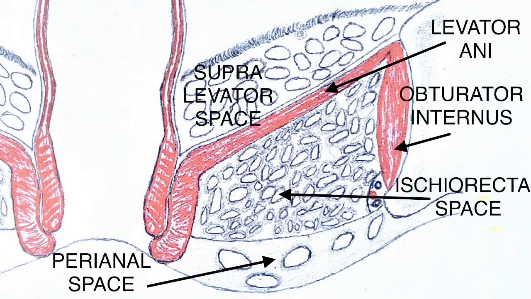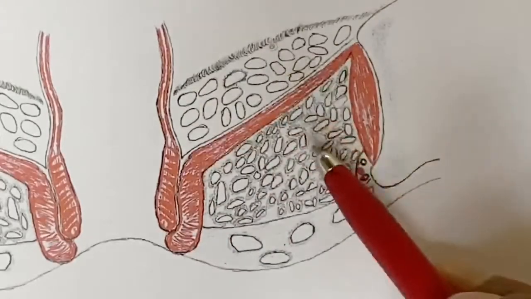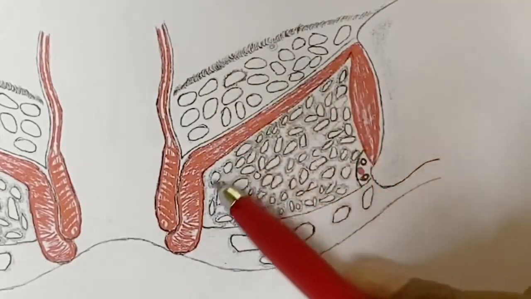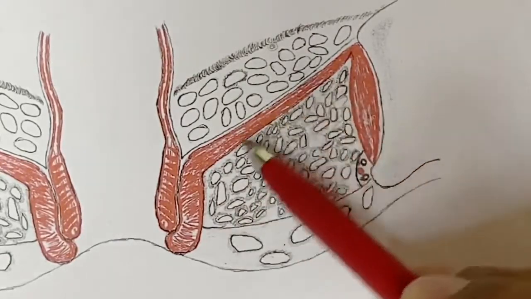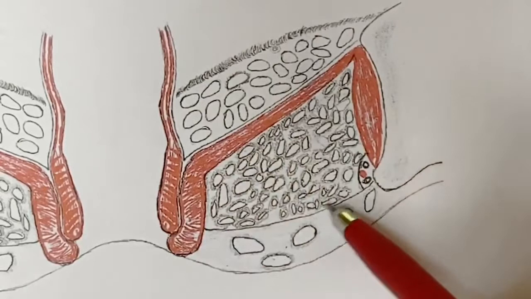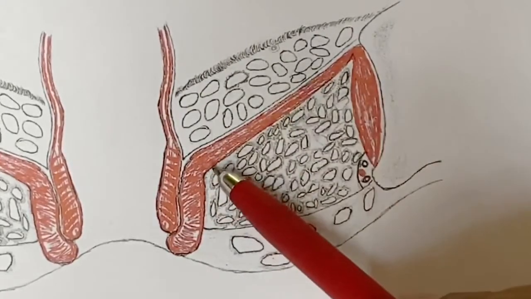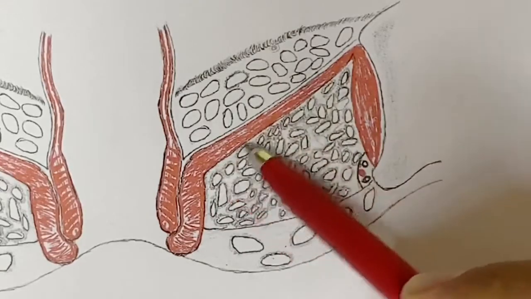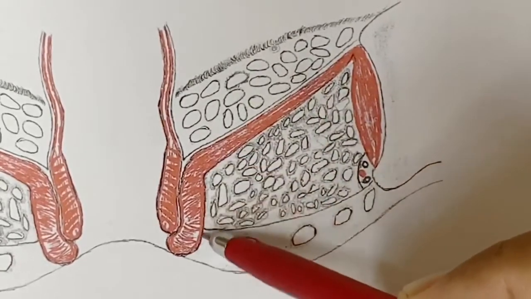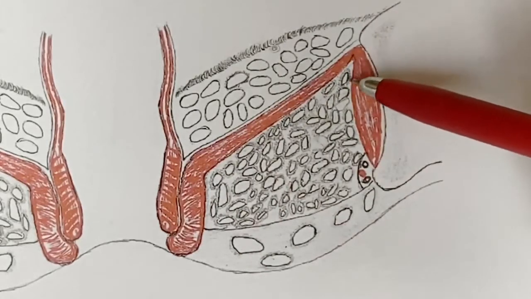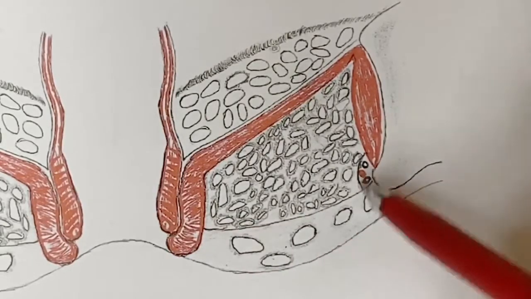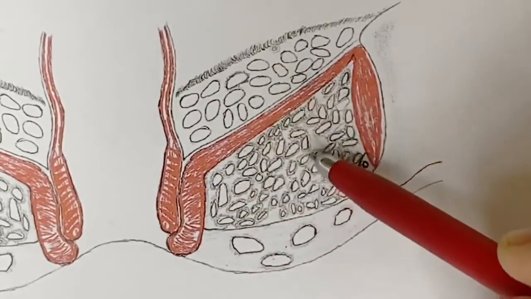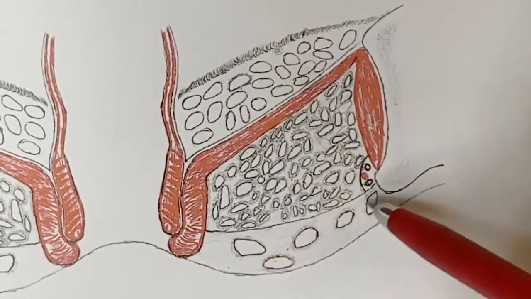So for the revision, this is the pelvirectal space, and this is the ischiorectal fossa, the ischiorectal space. The lunate fascia comes here, the fascia covering the external sphincter and the fascia covering the internal obturator, and this is the perianal fascia. So these are the boundaries of the ischiorectal space, and this is the perianal space.